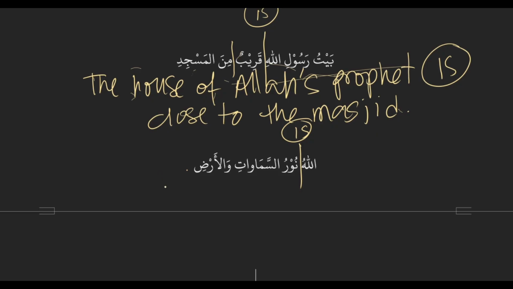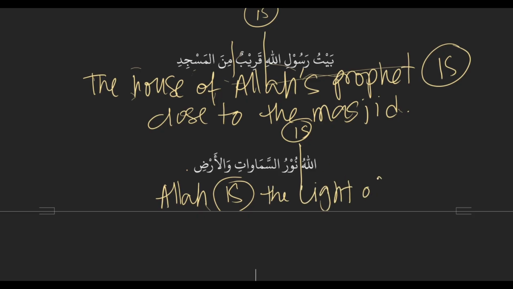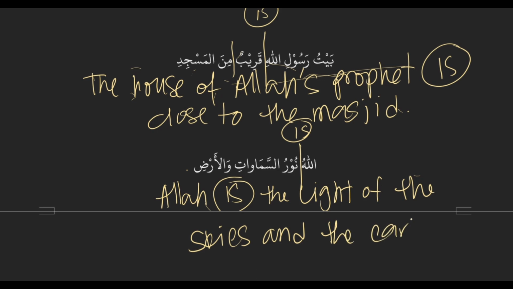In translation: Allah is. Do you know what nur means? Light. Allah is the light of... And where's the of coming from? The possessive. The light of the skies and the earth. Perfect. Are we clear on our process? Yes. Easy peasy.